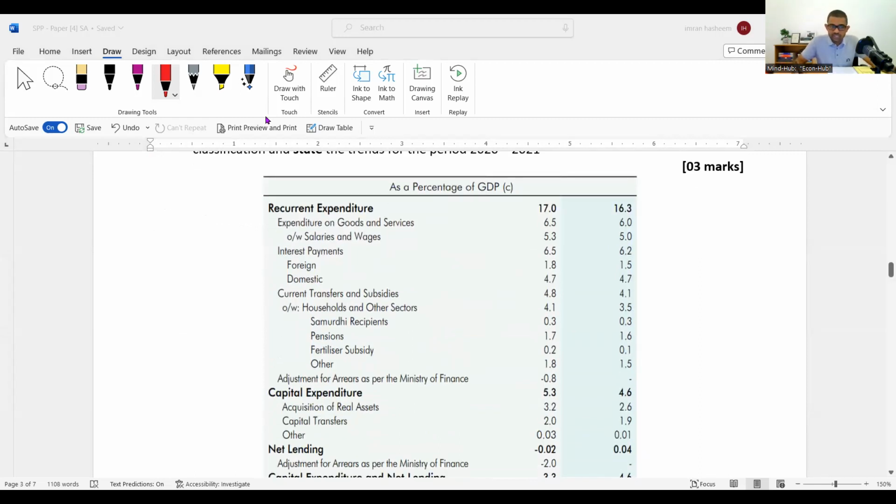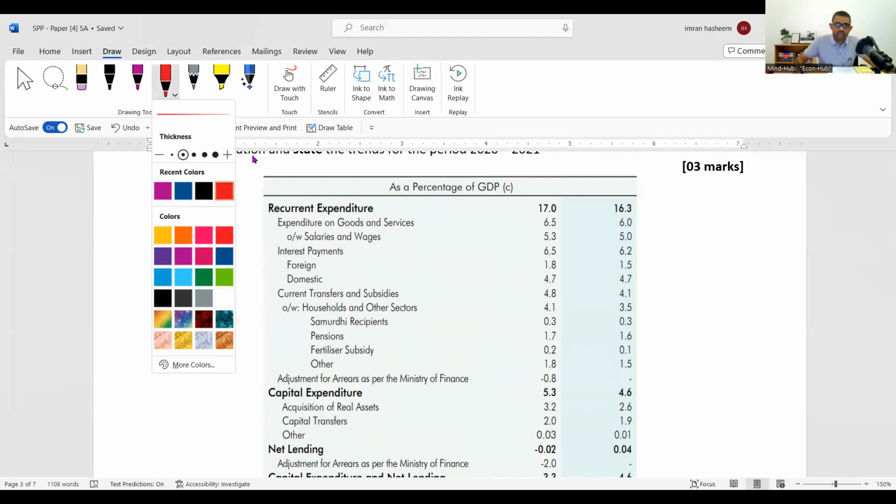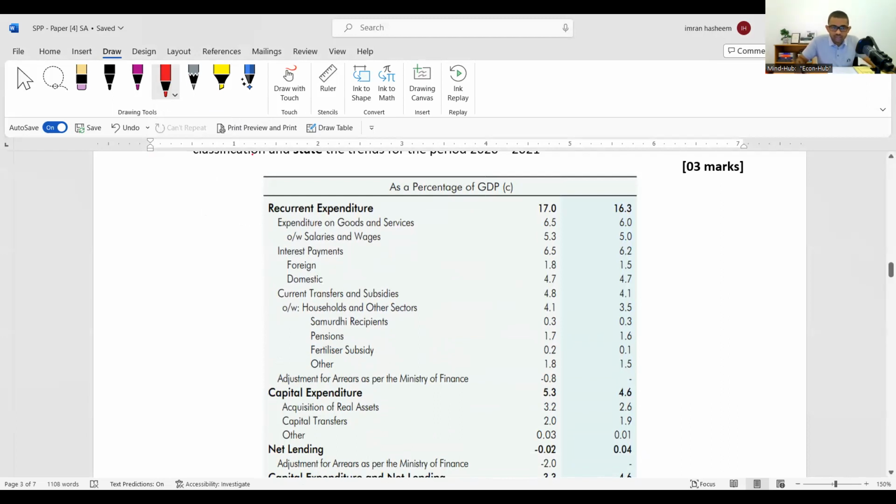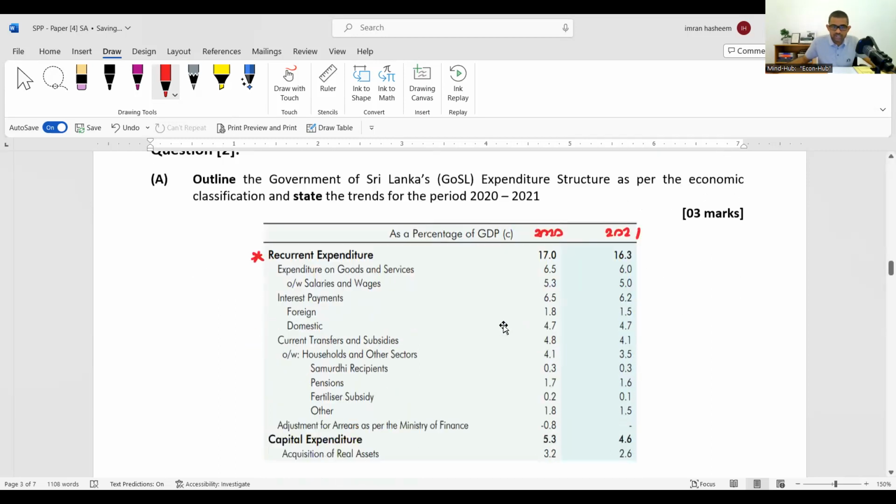I am expecting these to be there, not all of this. I don't expect all of that from you for 3 marks. You should have talked about recurrent expenditure as a percentage of GDP for 2020 and 2021. I'm asking for those 2 years clearly, and percentage of GDP.